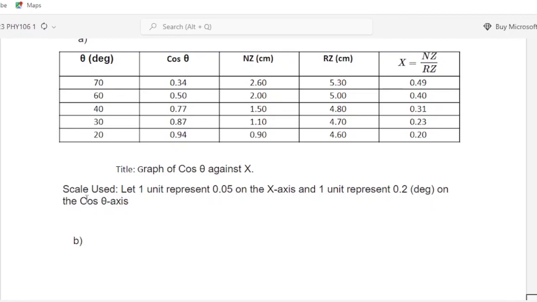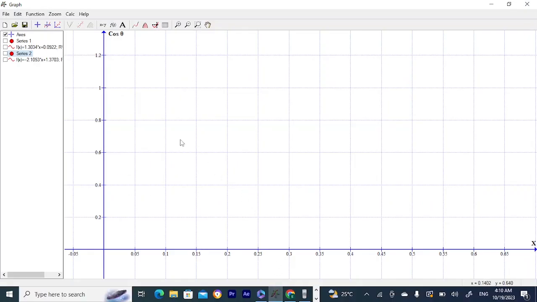All right, so I've successfully done my title and scale used. I've inputted my title, I've inputted my scale used. With this, I can now go on to plot my graph. So going back to my graph sheet, let me now plot the graph. I'll just have to input these values back into my graph sheet and get my points.